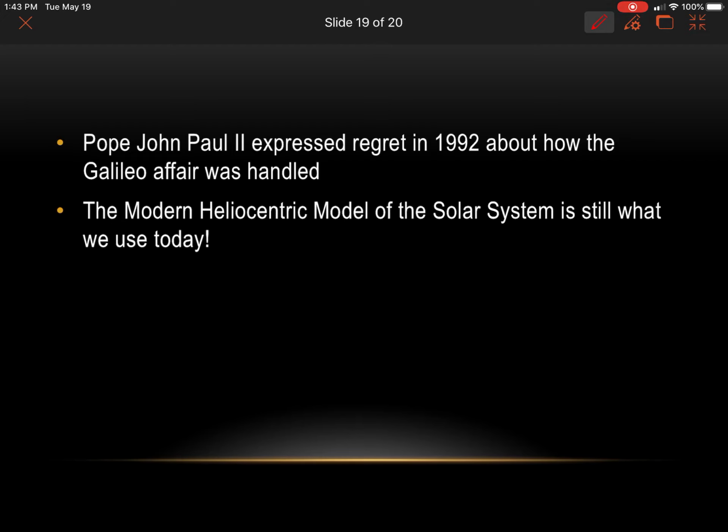So the modern heliocentric model of the solar system is still what we use today. This is the commonly accepted model, of course, where we've got the sun in the middle, and then we've got the elliptical orbits, right? Good.